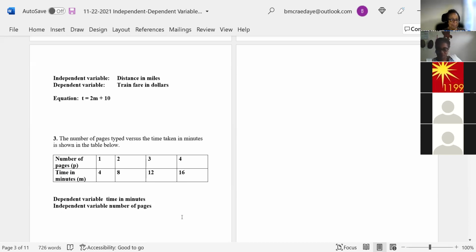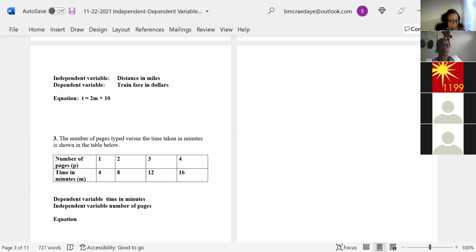Now, Alva said the time in minutes was the dependent variable. That's correct. Time in minutes is dependent upon the number of pages that you type. Okay. Very good, Alva. You're really good at this. Thank you. So let's write our equation. What is our equation?